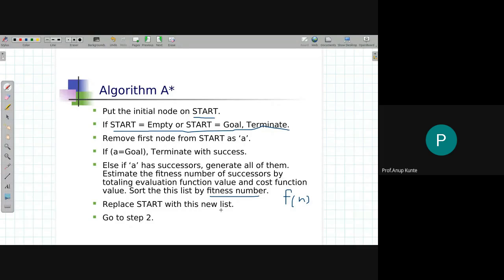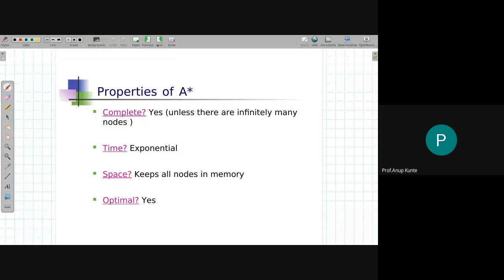Replace start with the new list. Replace the start with the new list, and you keep on doing this step again and again, and that is how the A star algorithm works. We have already seen how it works. These are the formal steps. Now these are properties of A star.